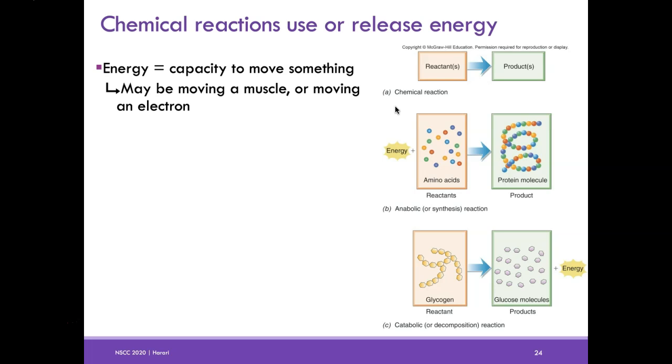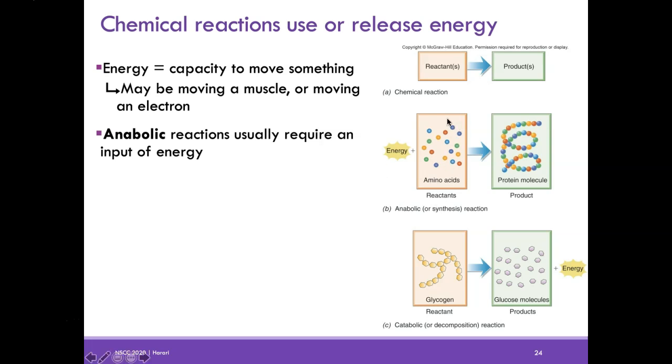And energy is the capacity to move something, whether it's moving a muscle or moving an electron, right? Anabolic reactions require an input of energy. And that makes sense, right? If you want to build something up, if you want to build muscle, you need to put in energy. So in order to build, let's say, a protein out of its smaller building blocks, the smaller amino acids, you need to input energy, right? To attach all of these things into a bigger part.